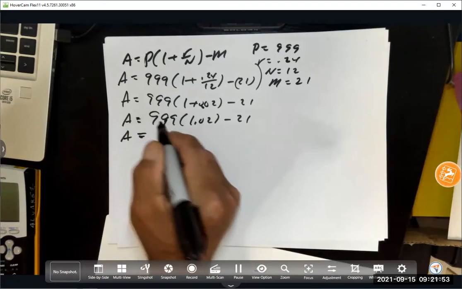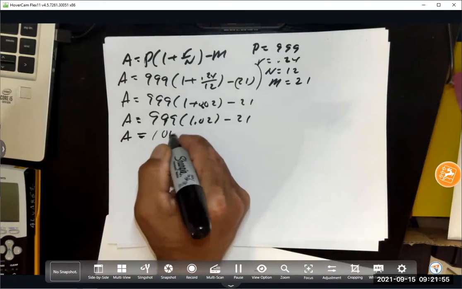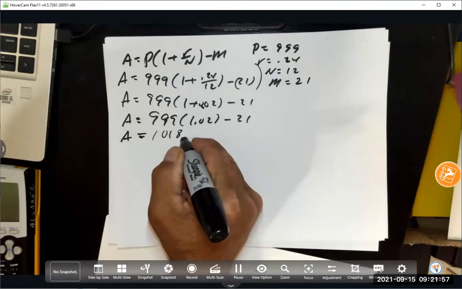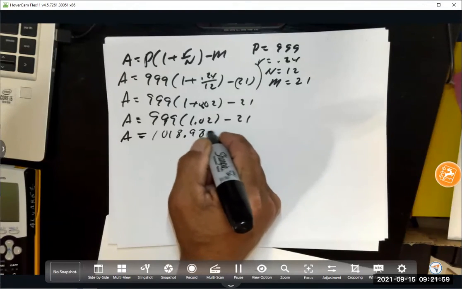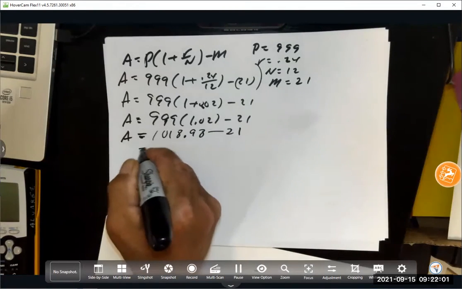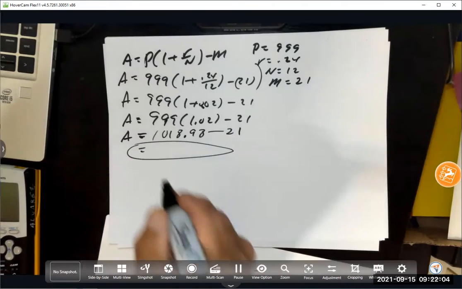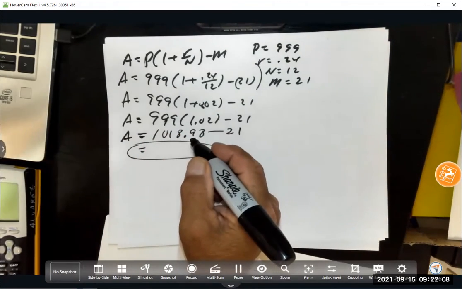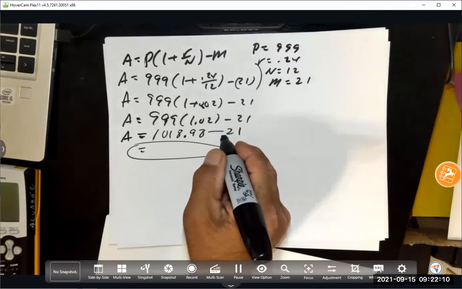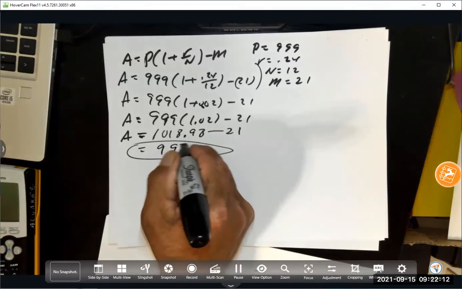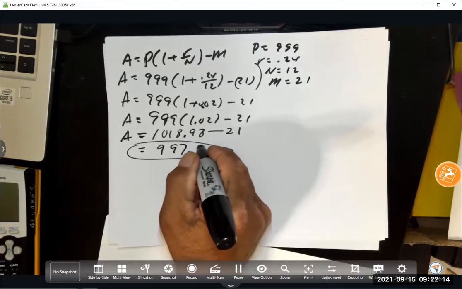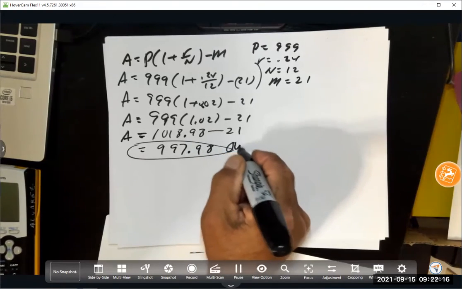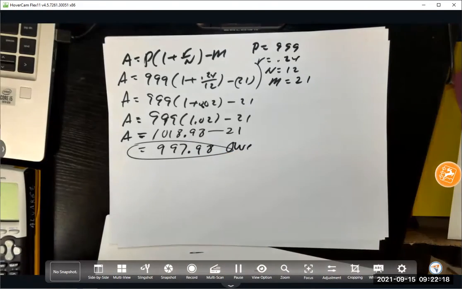It is 1,018.98. Okay, so this is what I owe. But I'm gonna send my $21 in always. So what is it now? It is 997.98. Okay, this is what I owe. Does that make sense? Yeah.